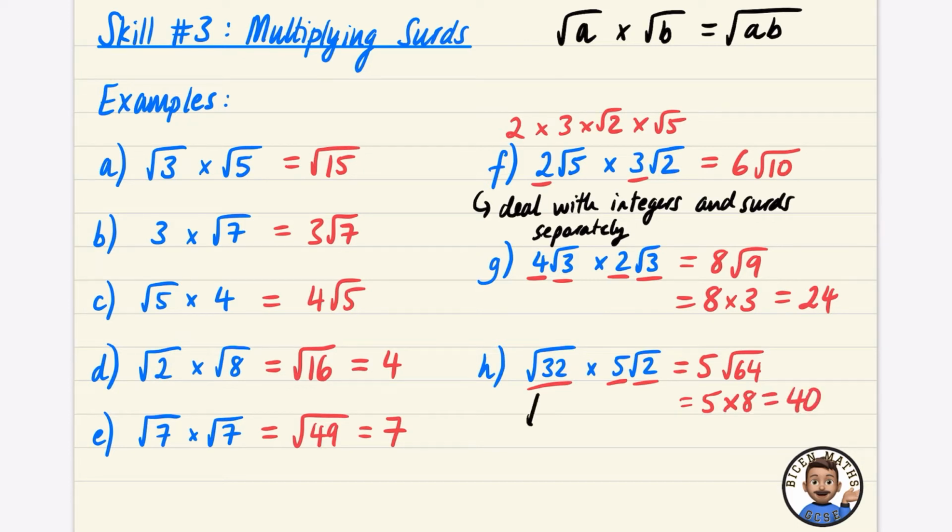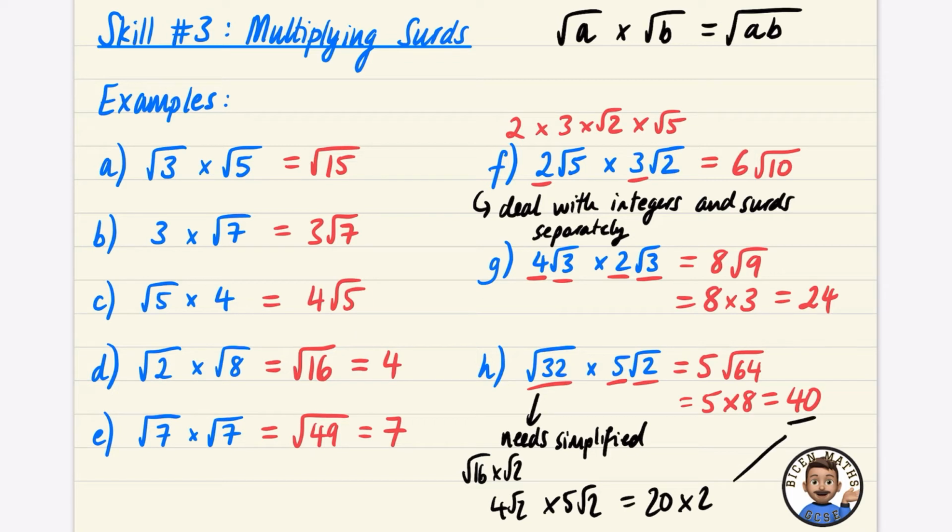But if you wanted to try this in a different way, this one needs simplifying. It can actually be simplified, and it might make your calculation a bit easier, it might not. Root 32 is actually the same as the square root of 16 times the square root of 2, or 4 root 2, times 5 root 2. 4 times 5 is 20, and root 2 times root 2 is 2, so you still end up with that same answer. So if you want to simplify things first, it can sometimes make your calculations easier.